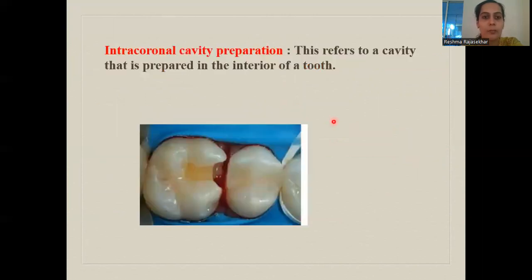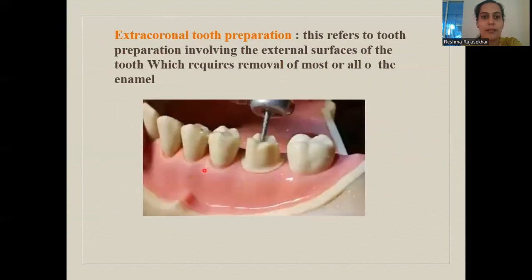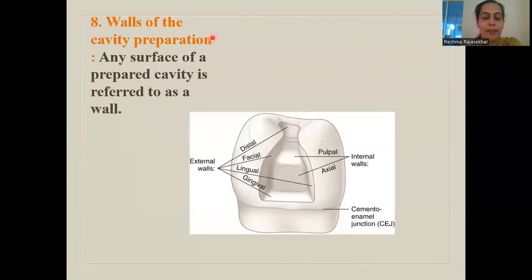The term intracoronal cavity refers to a cavity preparation that is within the interior surface of the tooth, that is, a cavity involving the inside of the tooth. Another term is extracoronal tooth preparation. That is tooth preparation involving the external surface of the tooth, which mostly is limited to the enamel surface. An example is a tooth crown preparation.